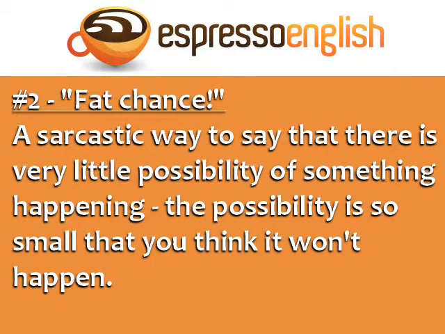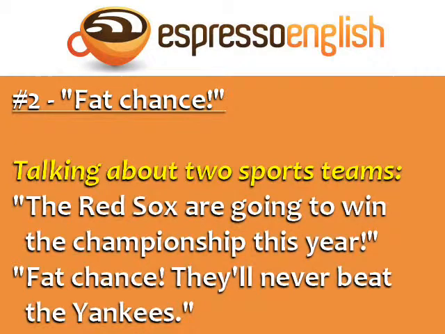Number 2. Fat chance. This is a sarcastic way to say that there is very little possibility of something happening. The possibility is so small that you think it won't happen. For example, if you and your friend are talking about 2 sports teams, and your friend says the Red Sox are going to win the championship this year, you can say, "Fat chance, they'll never beat the Yankees."